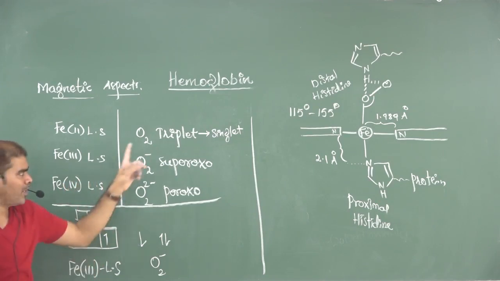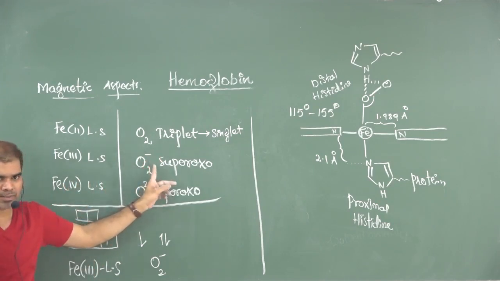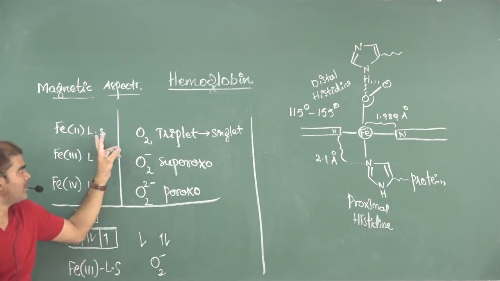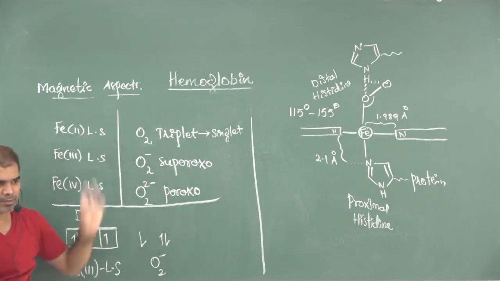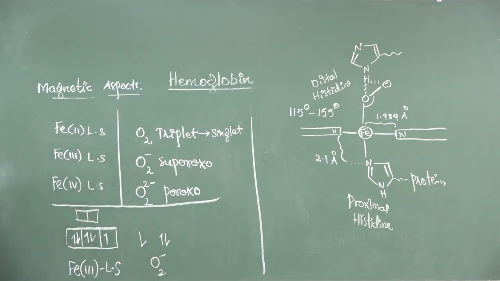You write down all the 3 proposals, then the evidences. First one, iron 2 low spin, oxygen converting from triplet into singlet. It is not a triplet oxygen, it has to be a singlet. Only then it will be diamagnetic. Second proposal, iron 3 low spin, oxygen as a superoxo. Third proposal, iron 4 low spin, oxygen as peroxo.